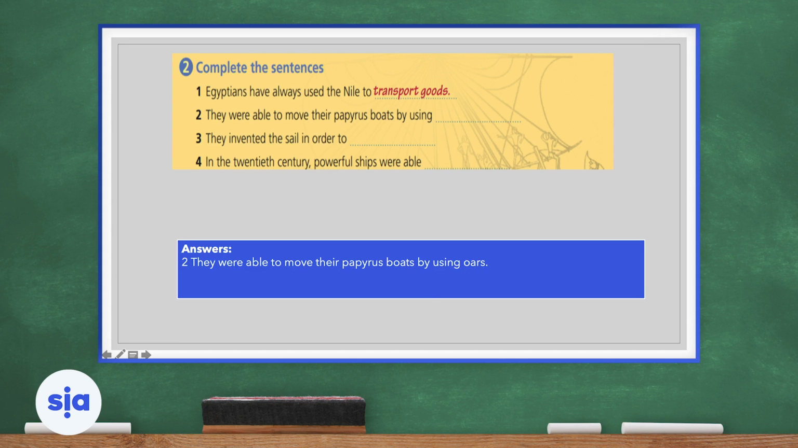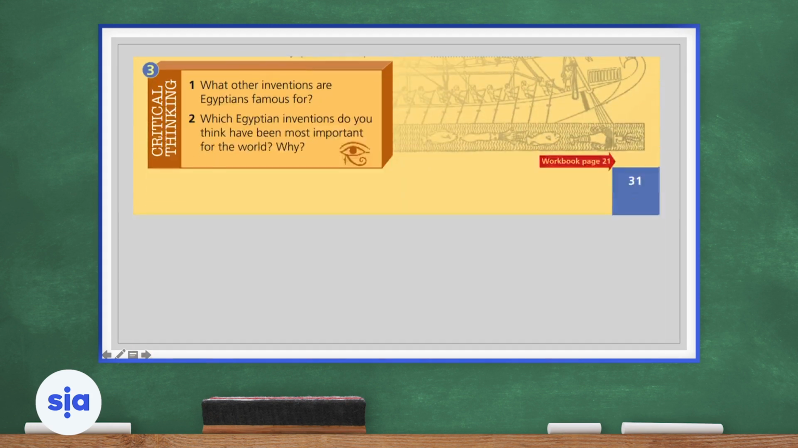Now, they invented the sail in order to, why did they invent the sail? In order to move faster up the river when the wind blew. So the sail helped them move faster by wind. In the 20th century, powerful ships were able to travel around the world using oil. Great job, guys. I'm proud of you.